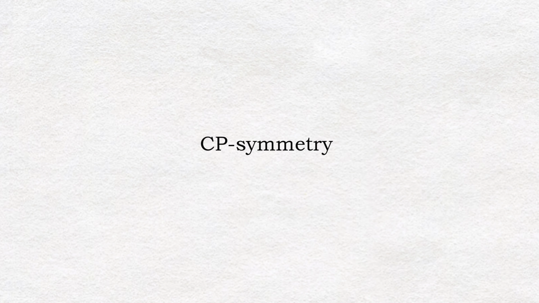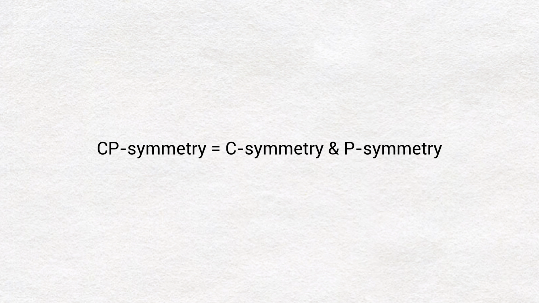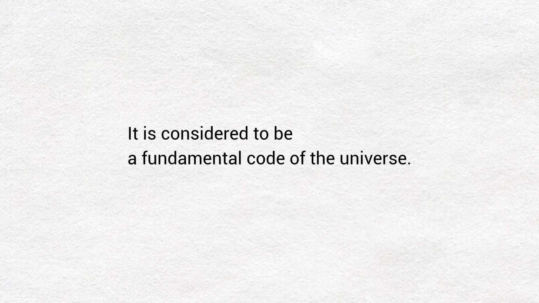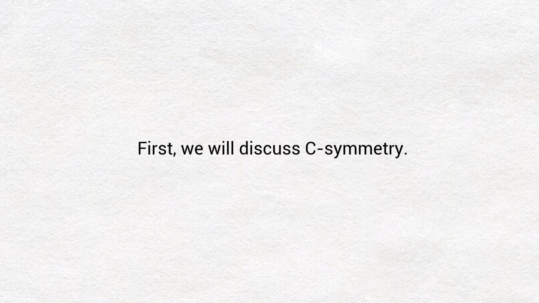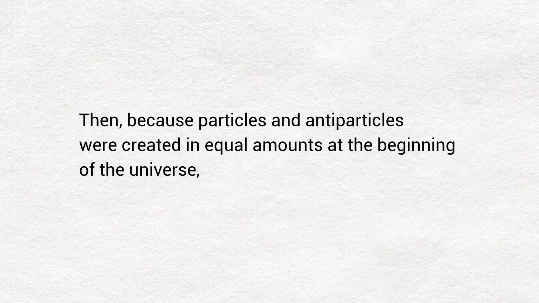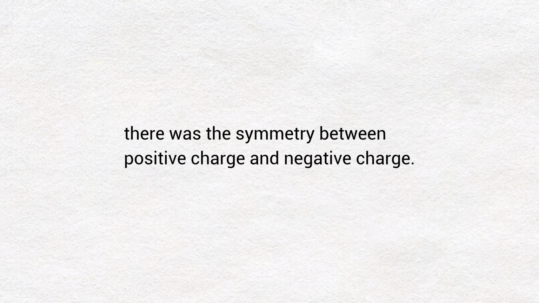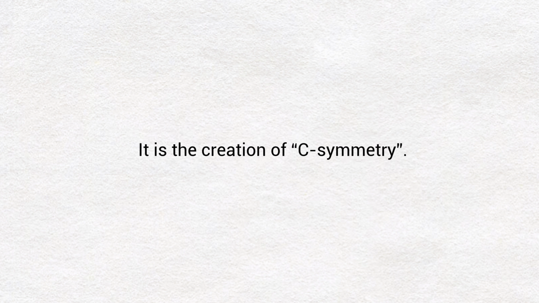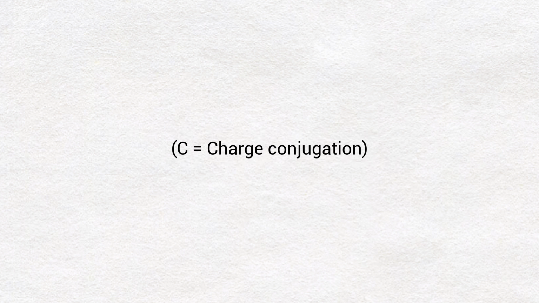CP symmetry. CP symmetry is the combination of C symmetry and P symmetry. It is considered to be a fundamental code of the universe. First, we will discuss C symmetry. Particles and antiparticles have equal and opposite electric charges. Then, because particles and antiparticles were created in equal amounts at the beginning of the universe, there was the symmetry between positive charge and negative charge. It is the creation of C symmetry. C stands for charge conjugation.